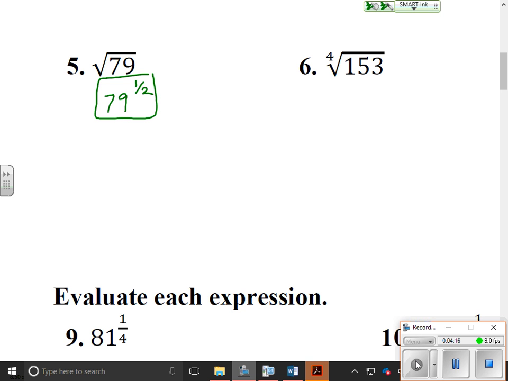153. Does anything go into 153? I don't think so. Oh, it does. Good job. So 153 is 3 times 51. And 51 is prime. Is it? 51 is prime. So we're still stuck. I mean, we could try, but you need to have at least 4 of something to get anywhere, because we have an index of 4.